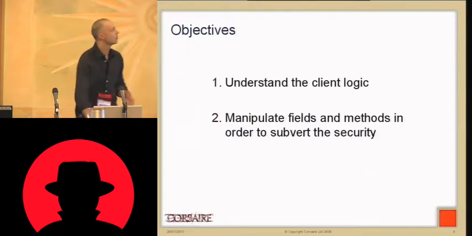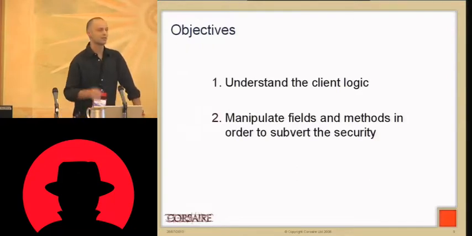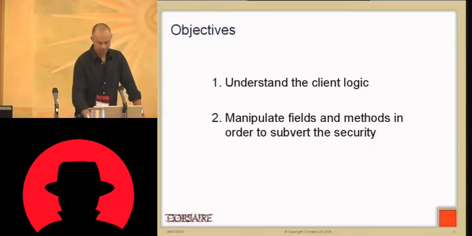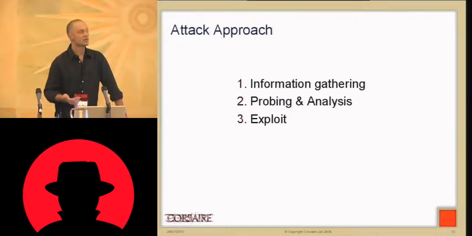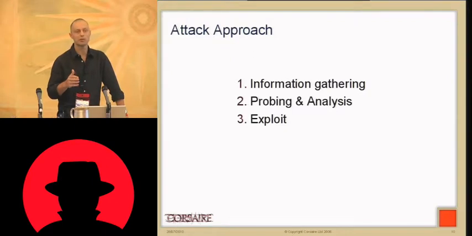So the approach I'm going through is basically divided into two stages. Firstly, we want to understand the client logic. We want to understand how the application works, what the important classes are, and how the execution flow goes. And secondly, we then want to be able to manipulate the fields and the methods inside that application. I'll break this down into a further 3 steps. Information gathering; probing and analysis, where we take a bit more active role, where we actually want to see how the execution flow of the application is happening; and then thirdly, the exploit, where we actually try and circumvent the application.